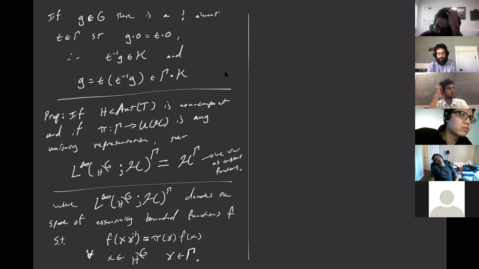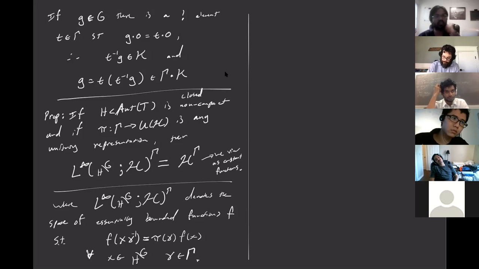All right, so this is the theorem I want to prove. So let's make sure we understand this. If we take any closed non-compact subgroup, and if we take any unitary representation, then any bounded equivariant function is automatically constant. So that's the statement. So let's go ahead and prove this.